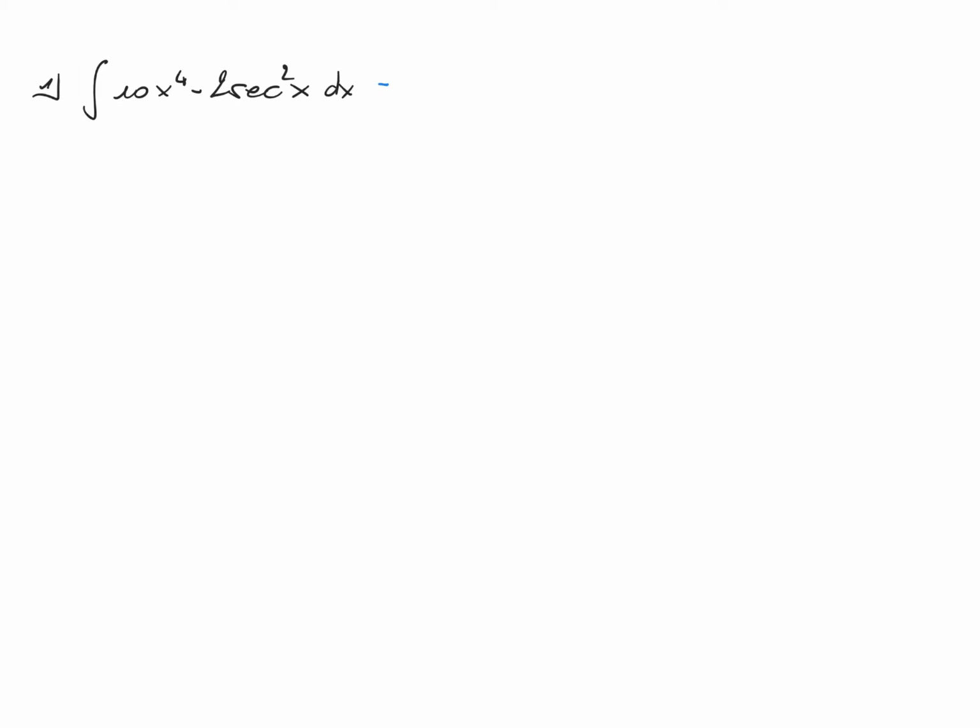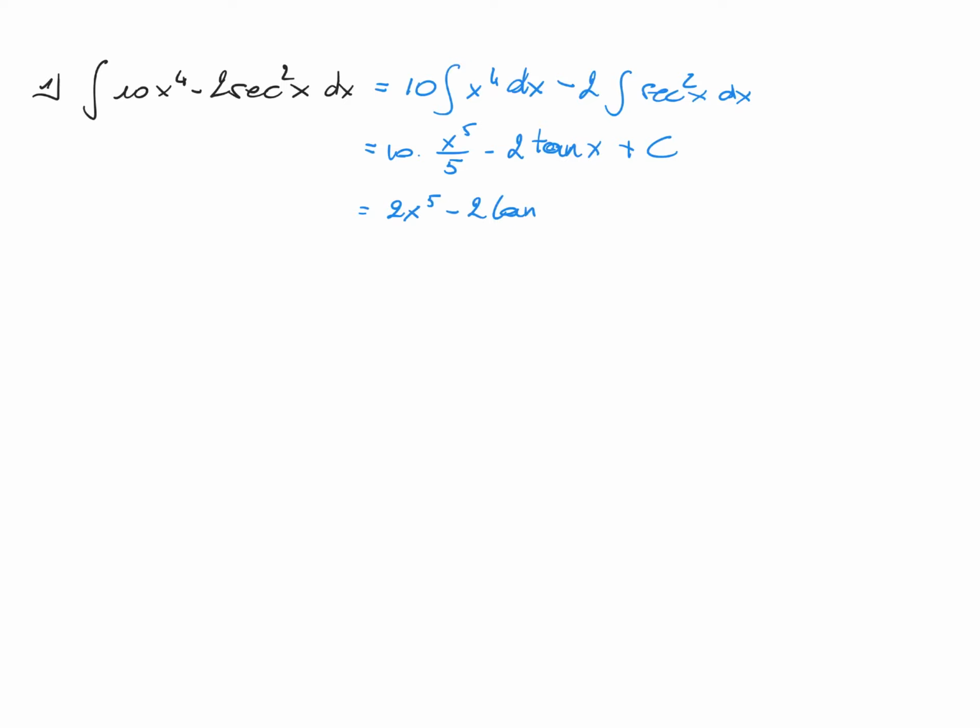For the first one, we just apply linearity. So this is 10 times the integral of x to the power of 4 dx minus 2 times the integral of secant squared of x dx. This is 10 times x to the power of 5 divided by 5 minus 2 times the tangent of x plus, of course, a constant. Don't forget the constant, it's very important to include it. So this is 2 times x to the power of 5 minus 2 times tangent of x plus a constant.